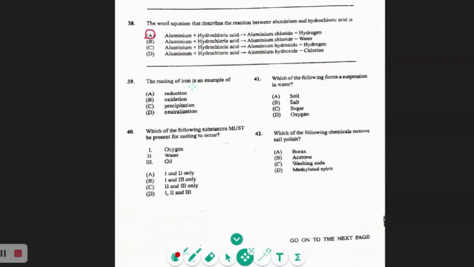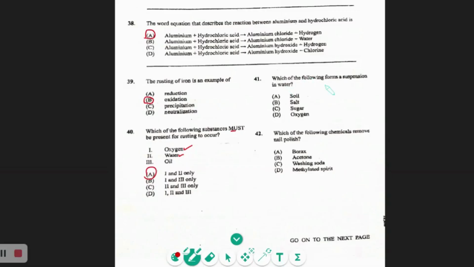Then 39. The rusting of iron is an example of B. Oxidation. 40. Which of the following substances must be present for rusting to occur? We know that we need oxygen and we also need water. So the answer is something that has 1 and 2, which is A.